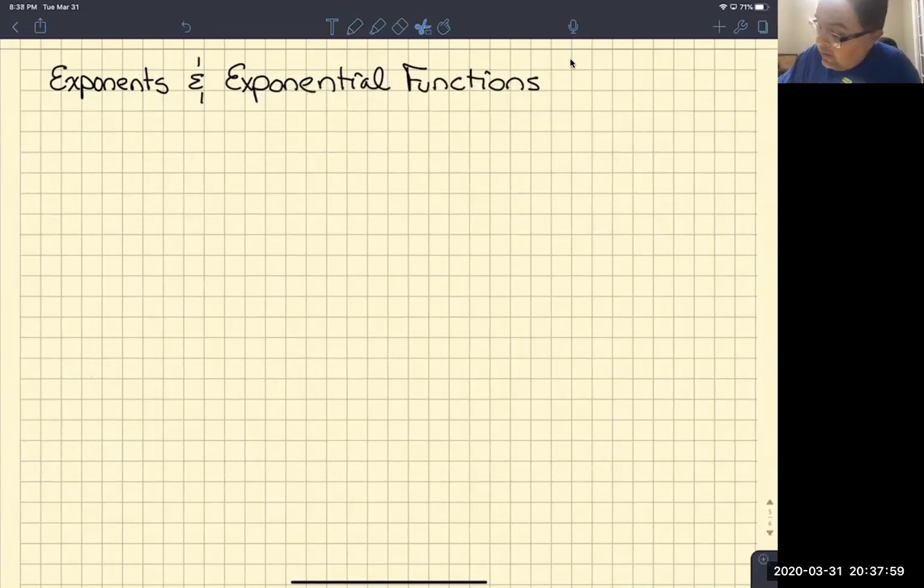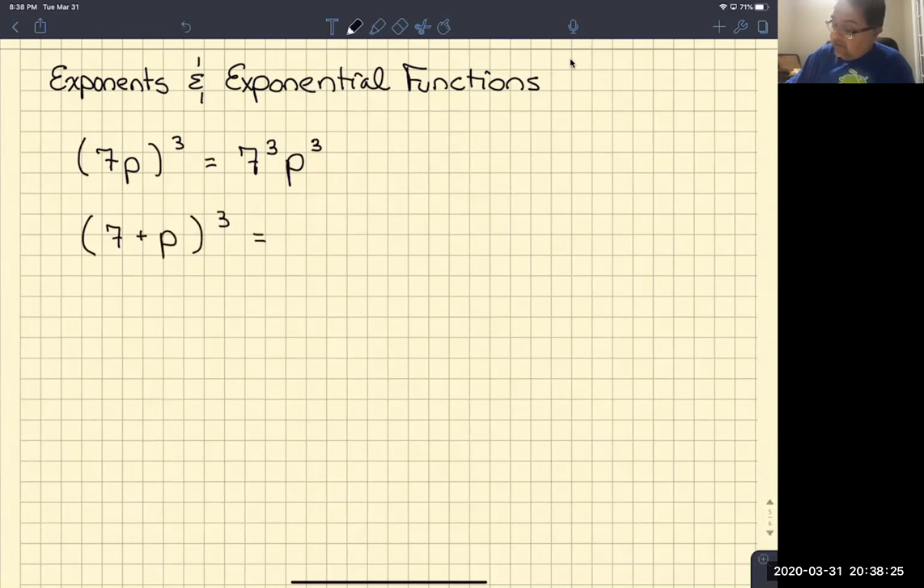Now, one thing to remember about when you distribute exponents. In this case, this would be 7 cubed p cubed, and then you can find out what 7 cubed is. But you cannot do this. You cannot distribute when you're adding bases. So this does not equal 7 cubed plus p cubed. You can only distribute the exponent when the bases are being multiplied. You cannot distribute if it's being added or subtracted.